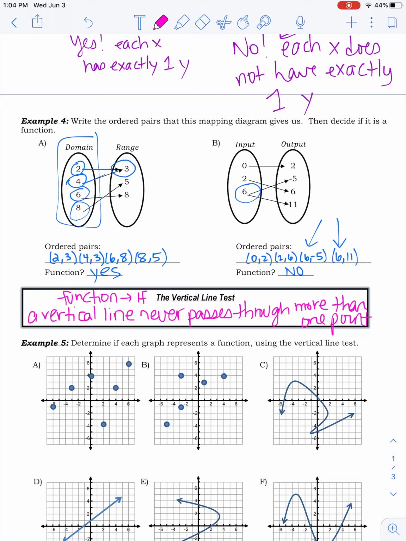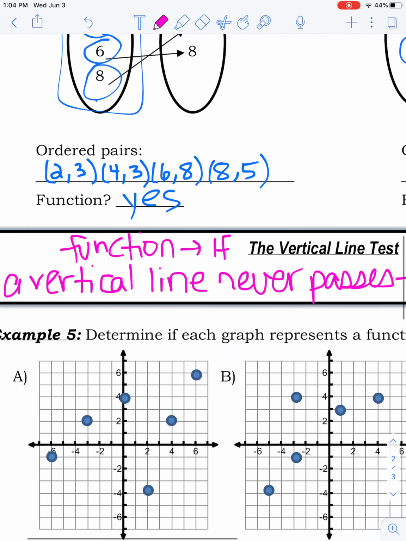Well, think about the definition. Every x has exactly one y. It can't have 2 different y's. So a vertical line, which would be representing all the same x values, should only have one y, and a line should only pass through any point or any part of the function one time.